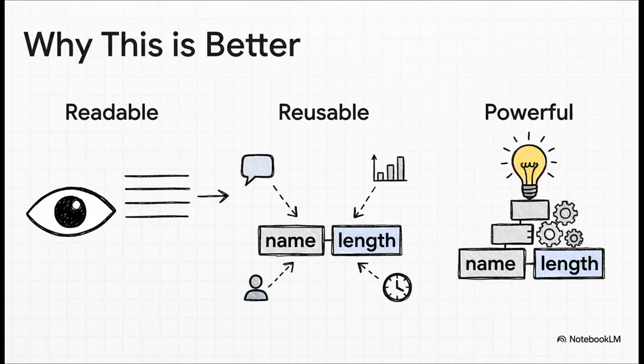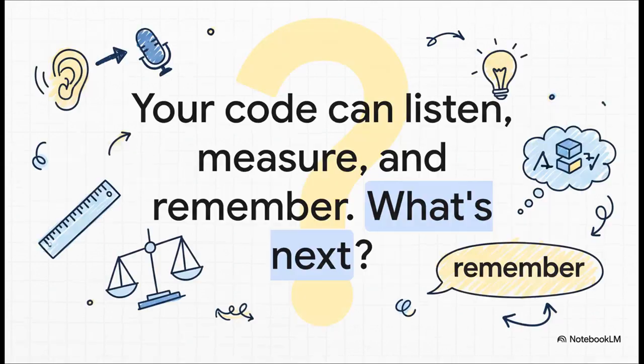So why does this matter so much? Because it makes our code better in 3 really important ways. First, it's readable. Anyone can look at this and get the logic. Second, it's reusable. If we wanted to print a message like, "Hello, Sarah," we totally can because we saved the name. And finally, it's just plain powerful. We haven't lost any information, we've captured it, we've organized it, and it's ready for whatever we want to do next.